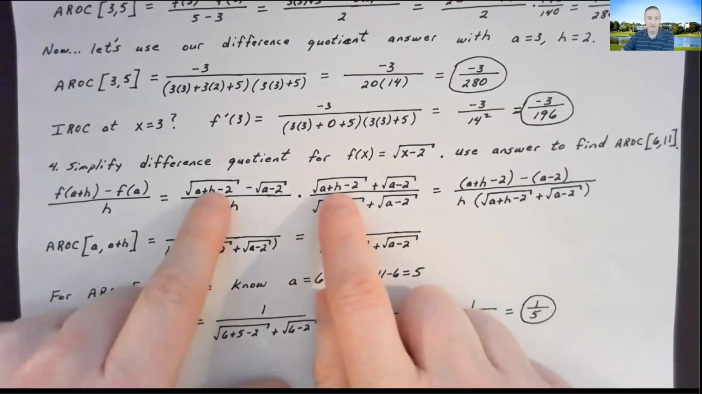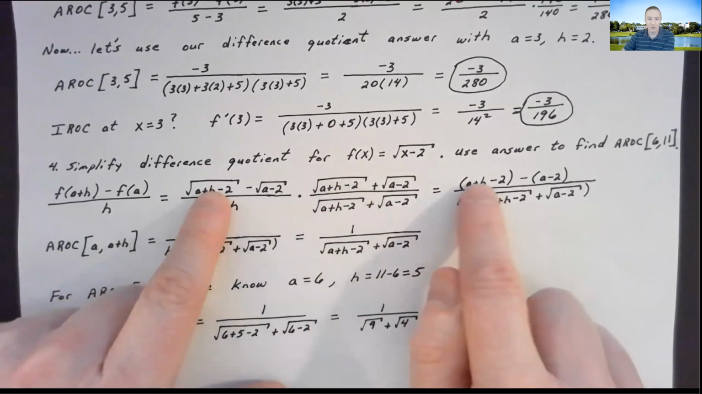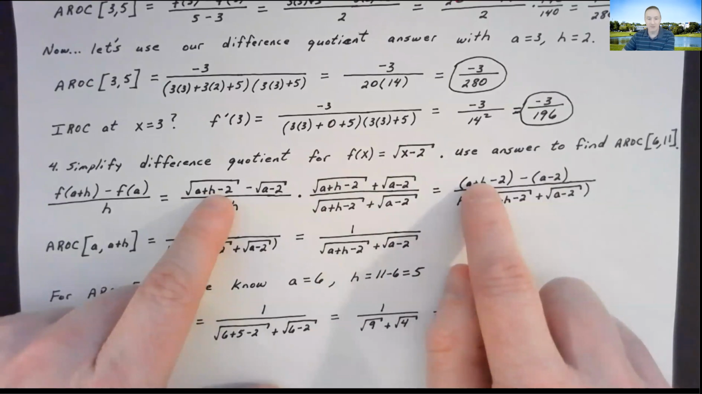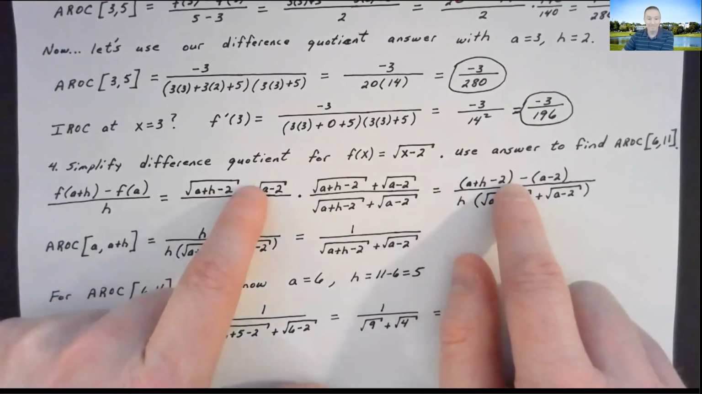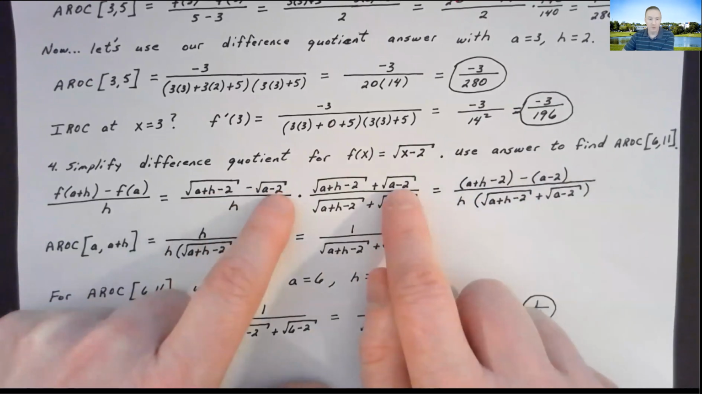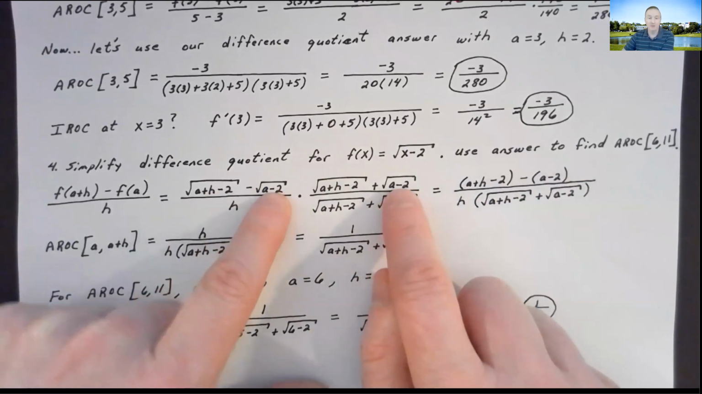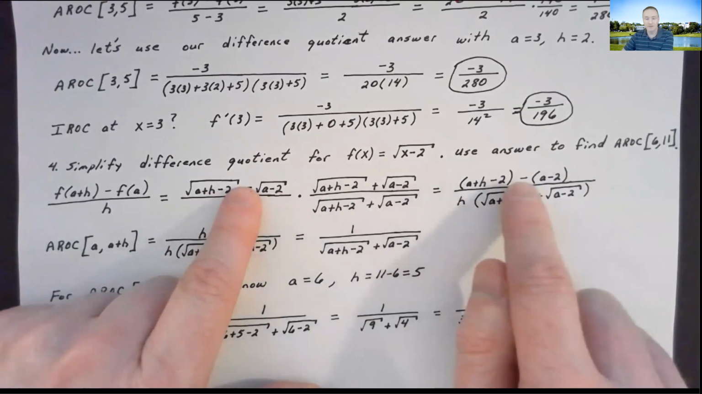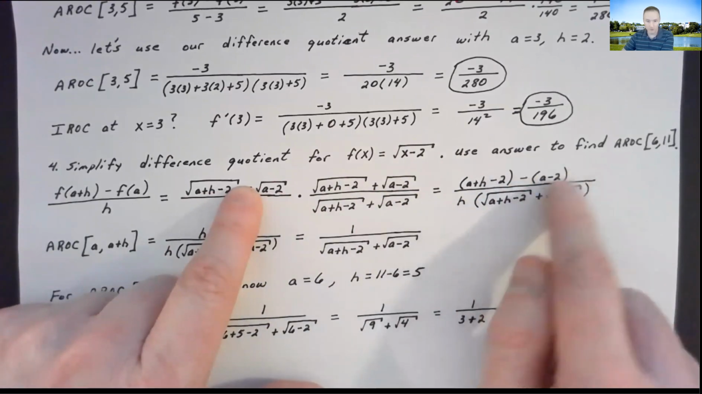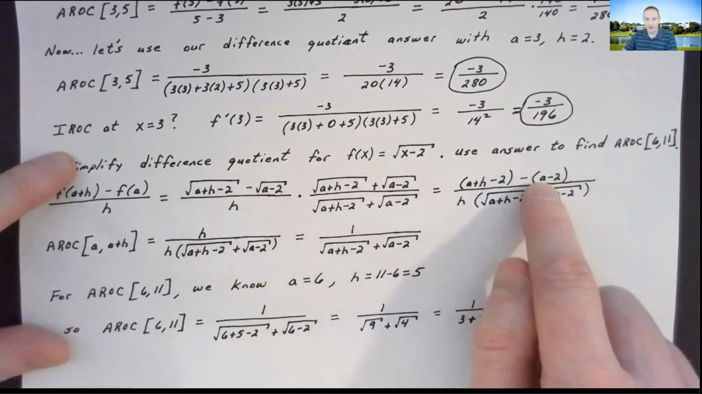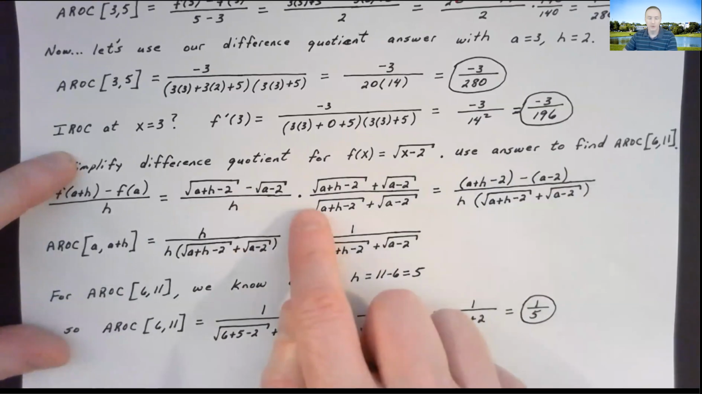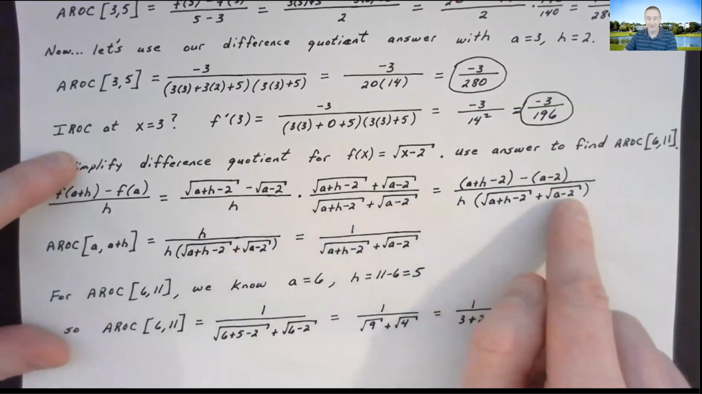So any square root times itself is just what's inside to the first power. So I have a plus h minus 2, the group to the first, minus the group, square root of a minus 2 times square root of a minus 2 is the group a minus 2. A negative times a positive is minus the group a minus 2. And now my denominator is h times this group where we have both of these square roots added inside of it.